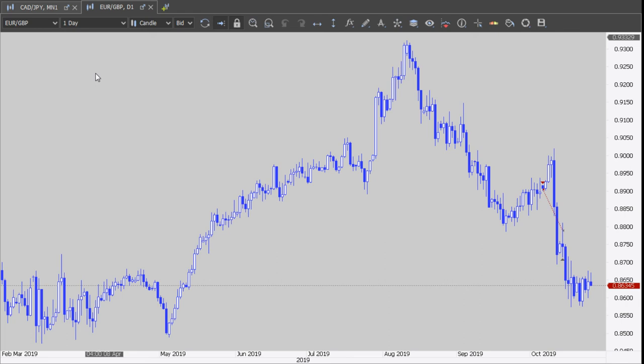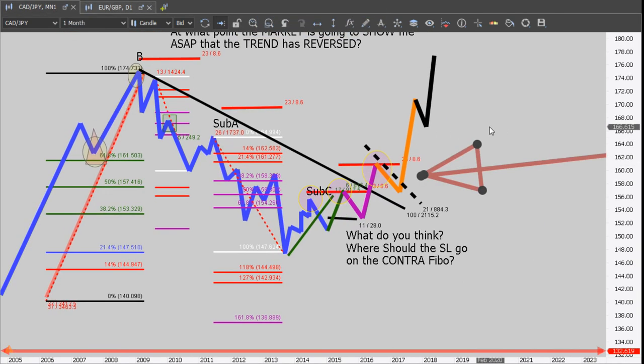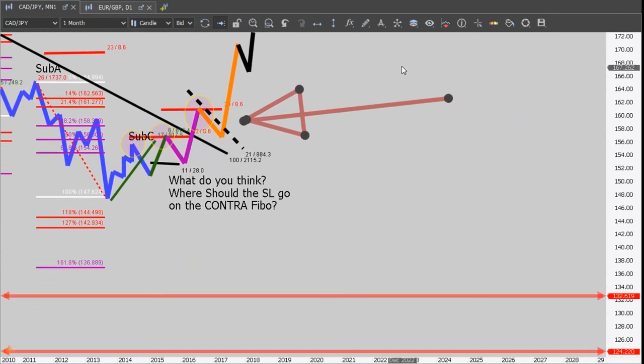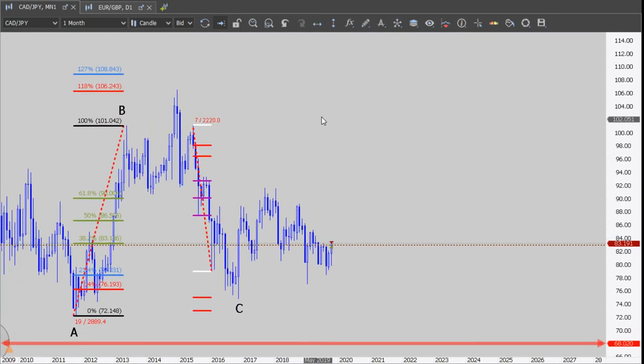Akos says I would not enter. Miguel says I would not trade against the trend. Okay, that's a good way to go. I would enter above the B. Akos, if you enter above the B, you have a risk reward problem.